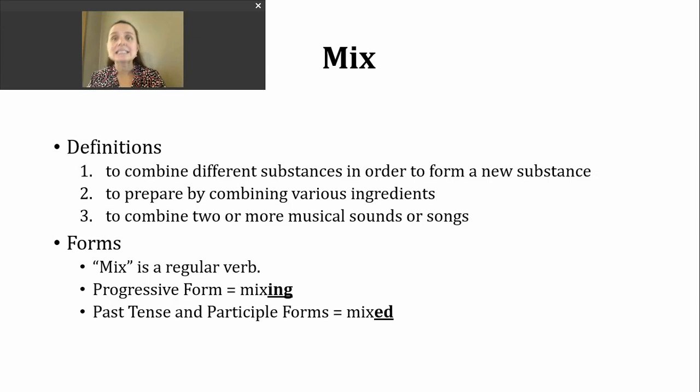To make the past tense and participle forms, all we need to do is add ed. And I told you this verb is going to end with an S sound, so the ed is going to make a T sound. Mixed, mixed.